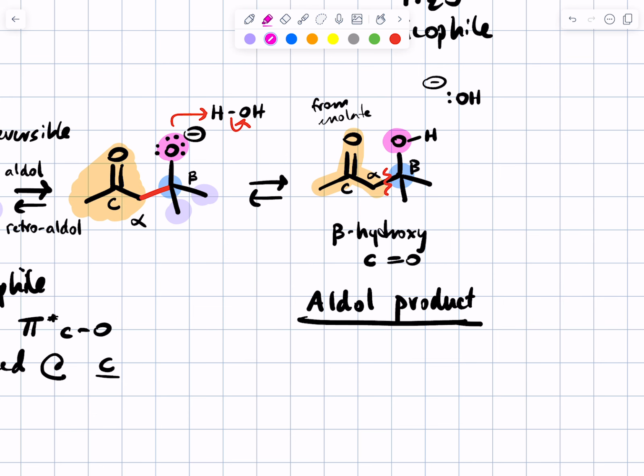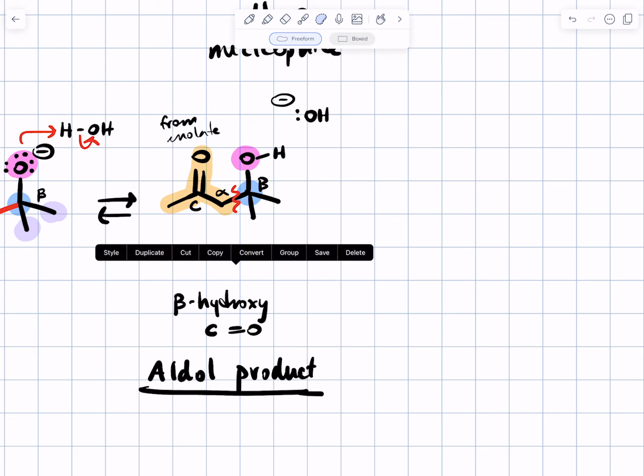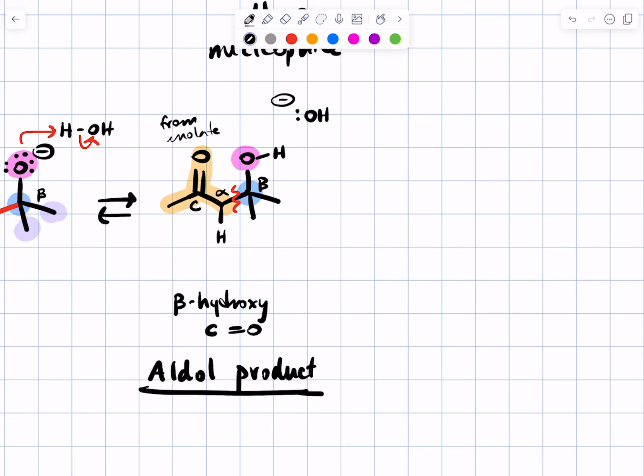Okay, let's show you something else that can happen. Notice that the alpha carbon still has one proton on it, and it is possible for hydroxide to remove that alpha proton to generate a new enolate. Now don't worry, I'm not saying we're going to go on to do another aldol reaction. Instead, we get to this resonance stabilized enolate intermediate. I'm showing the negative charge on that alpha carbon.